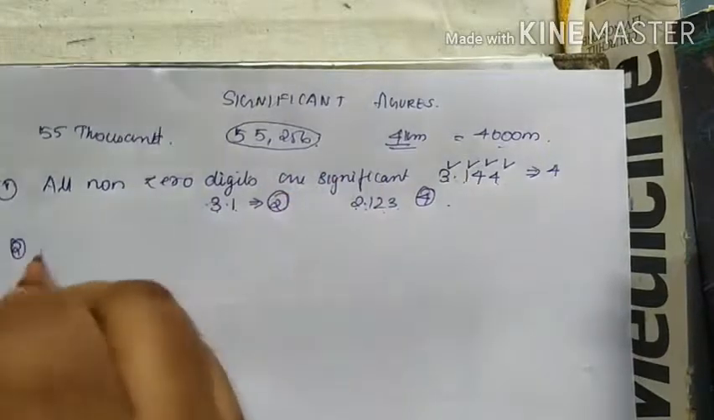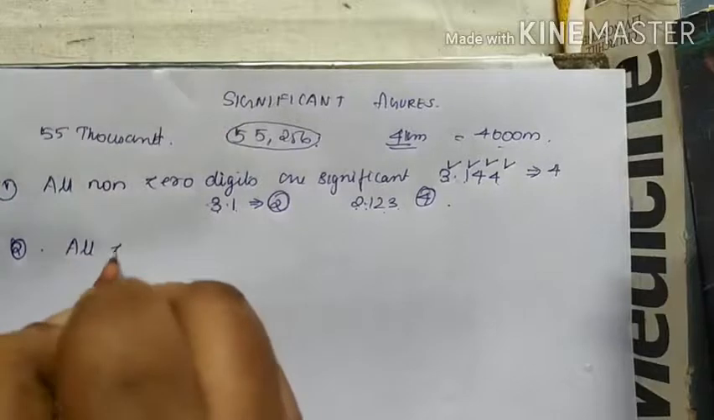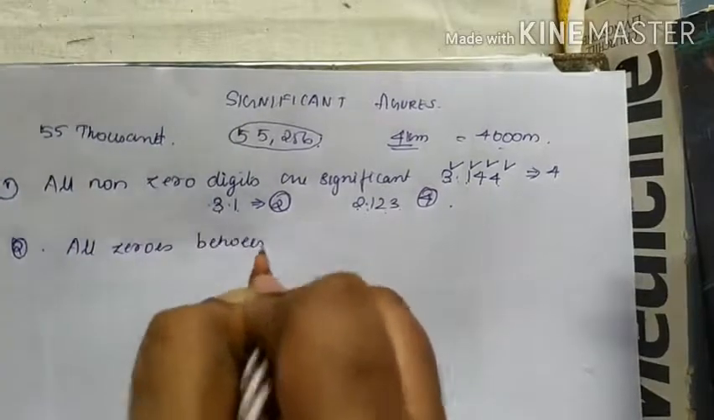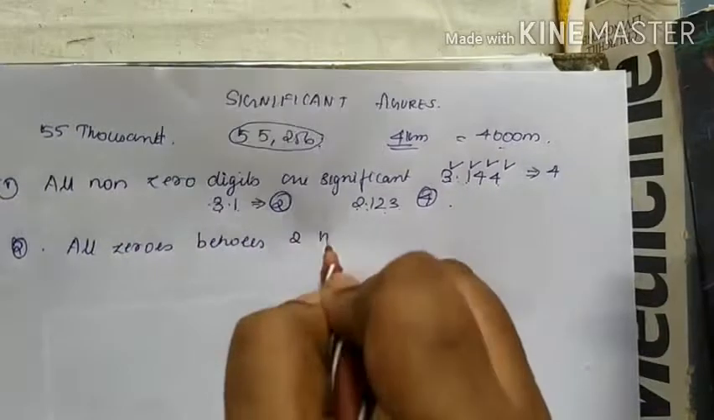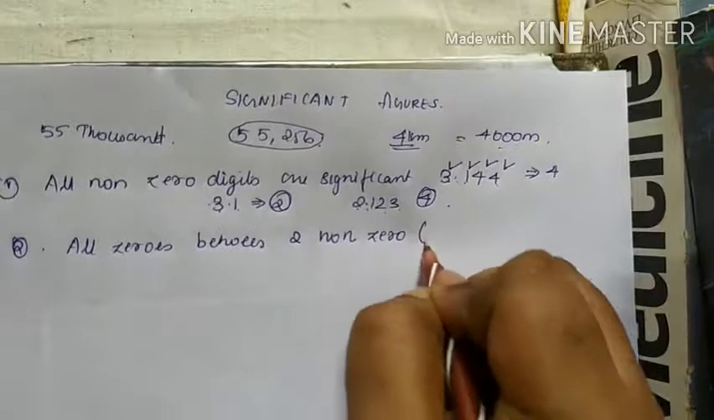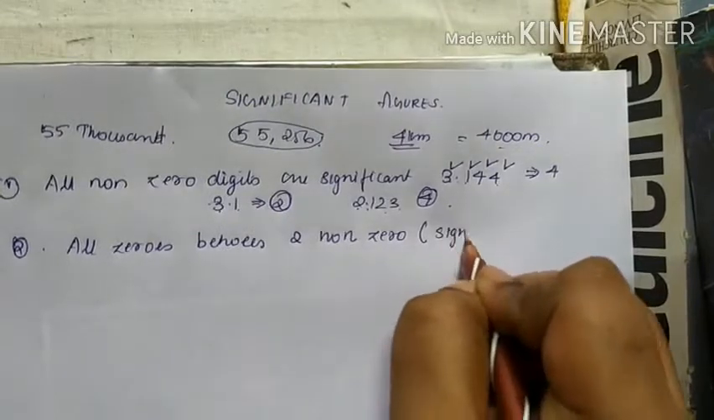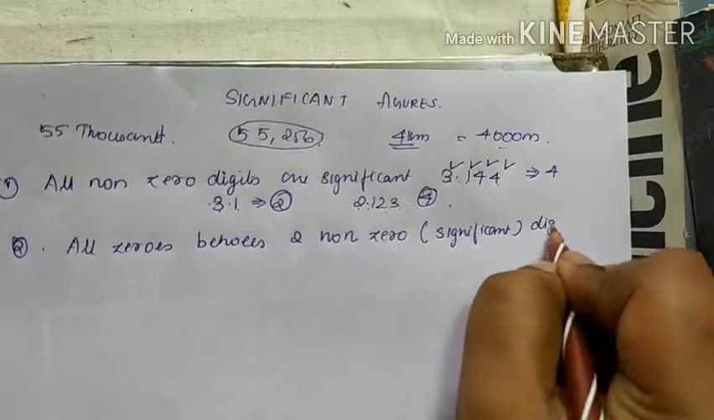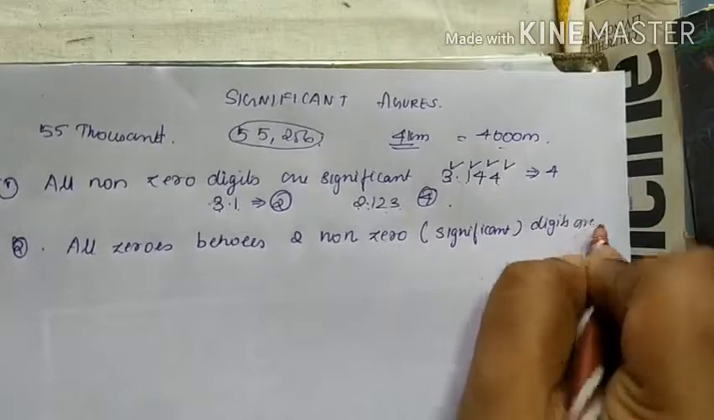Now the second rule is all zeros between two non-zero digits are significant. In your textbook it is written as non-zero, but I will say along with non-zero, write it as significant.